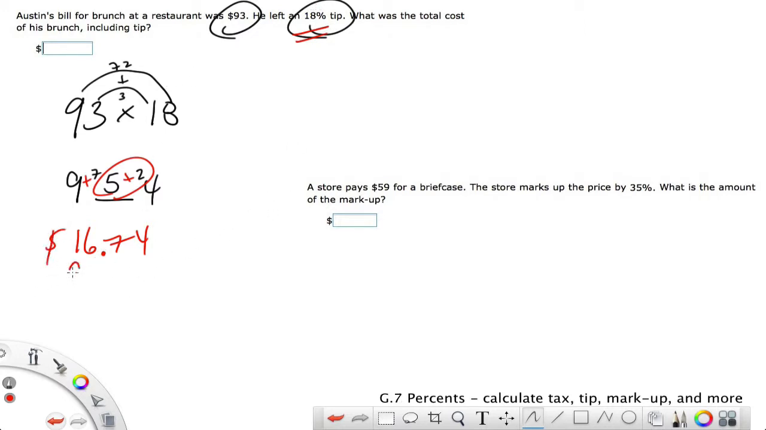But we have to add that to 93. So 4, 7, 6 plus 3 is 9, and 9 plus 1 is 10. So I know the total bill will be $109.74. So this is a two-step where we do the multiplication, and then we have to add it back in.